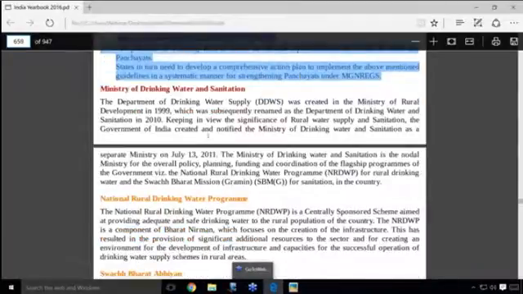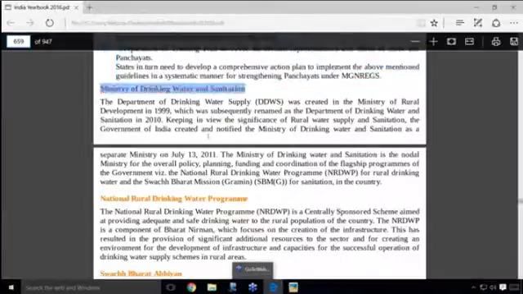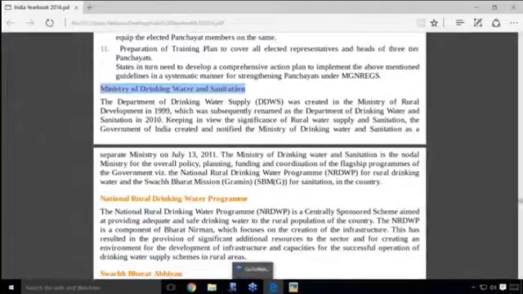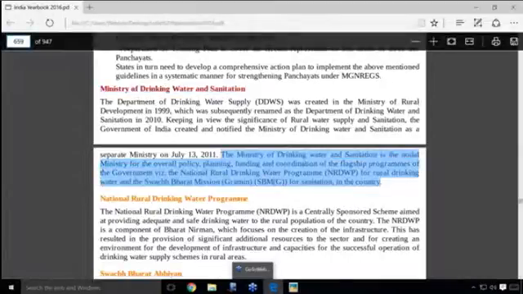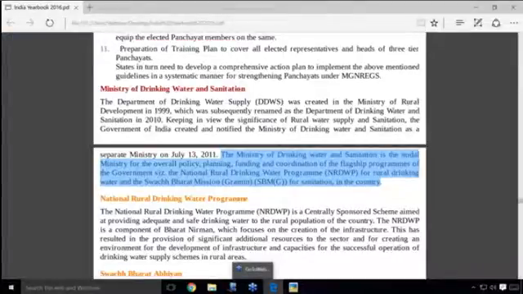Okay. And Ministry of Drinking Water and Sanitation. See the last 5 lines of that paragraph. The Ministry of Drinking Water and Sanitation is the nodal ministry for the overall policy, planning, funding and coordination of the flagship programs. Which are they? National Rural Drinking Water Program for rural drinking water and Swach Bharat Mission Grameen for sanitation. So Swach Bharat Mission Grameen comes under what? It is actually under Ministry of Drinking Water and Sanitation.